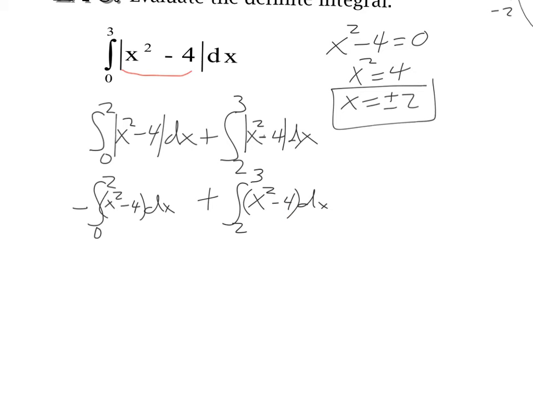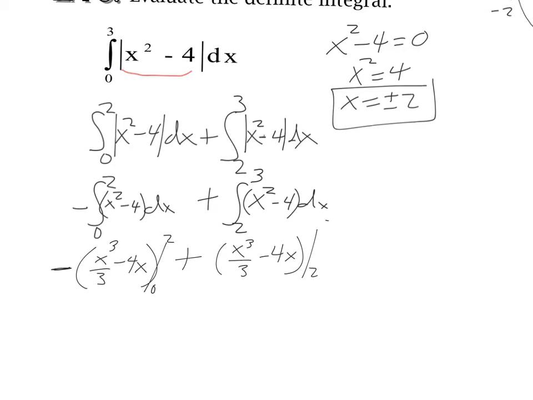So we really only need to do that part once. So what's the antiderivative of x squared minus 4? Well, let's leave the negative sign out there. The antiderivative of x squared is x cubed over 3, and the antiderivative of -4 is just -4x. And we're evaluating this from 0 to 2. Plus, let's use the exact same antiderivative, because it really is the exact same function. X cubed over 3 minus 4x, and this is from 2 to 3.